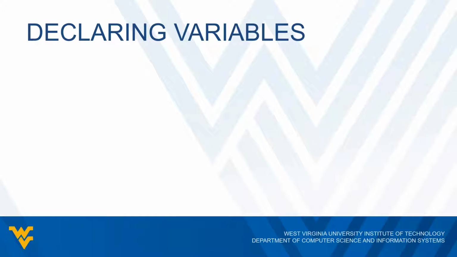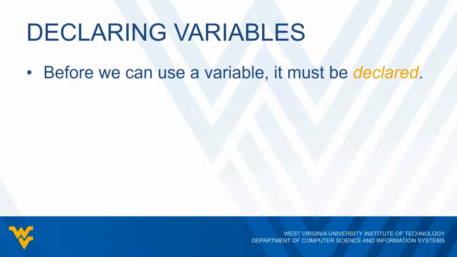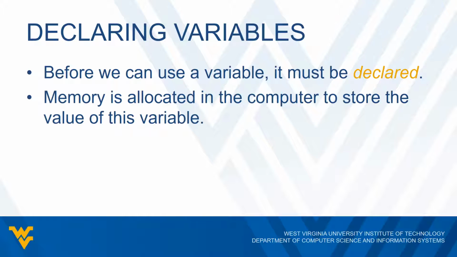Now, before we can actually use a variable, we have to declare it first. And this is true for most other programming languages. You've seen this before. Whenever we declare a variable, what happens is we're allocating memory in our computer to actually store the value of the variable.